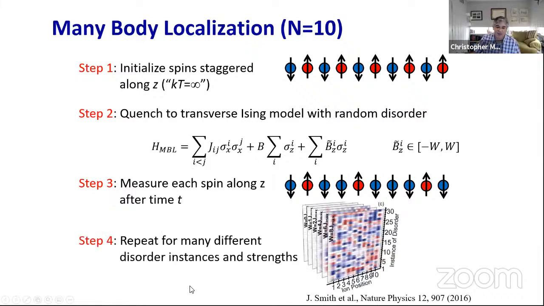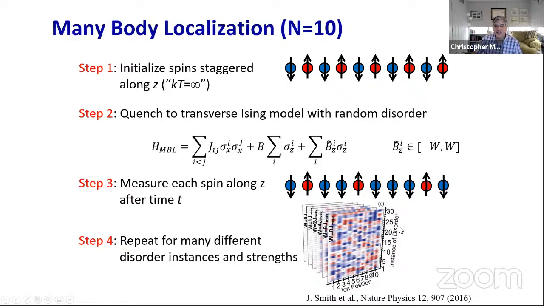The problem is we need to sample many realizations of this disorder, and then many different variances of the disorder. For each distribution of the disorder, we have to sample many instances of that disorder, and we measure each spin in this 10-spin chain. Okay, so that's the setup.